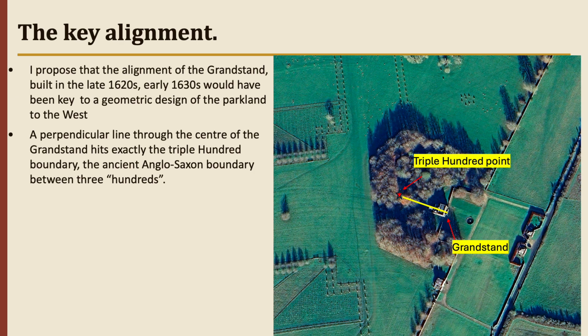So what is a triple hundred point? The triple hundred point here is where three different Anglo-Saxon administrative areas meet at a single point. It's now a parish boundary, and in those days was a hundred boundary. So the line up of the grandstand coincides exactly with that triple hundred point. Could be a coincidence.